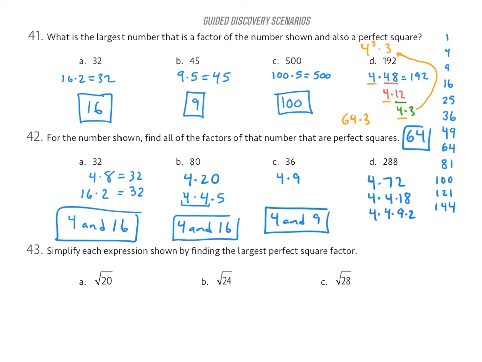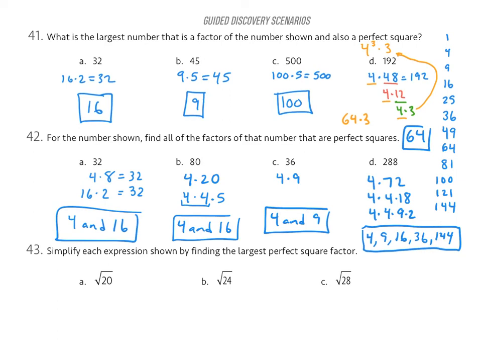Now let's look at these listed out factors. I can see 4 is a factor of 288. 9 is a factor of 288. 4 times 4 is 16. 4 times 9 is 36. Now let's check 4 times 4, which is 16, times 9. Well, 16 times 9 is 144, and that's a perfect square. So now I have my list of all of the perfect square factors of 288.